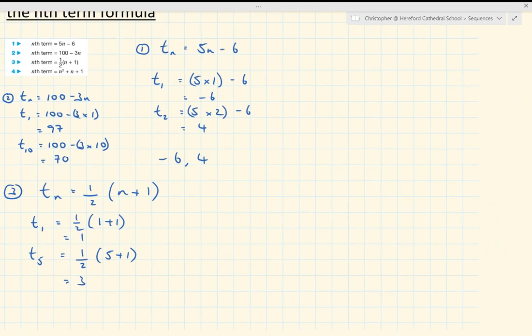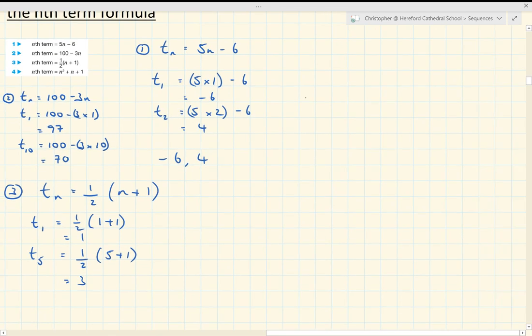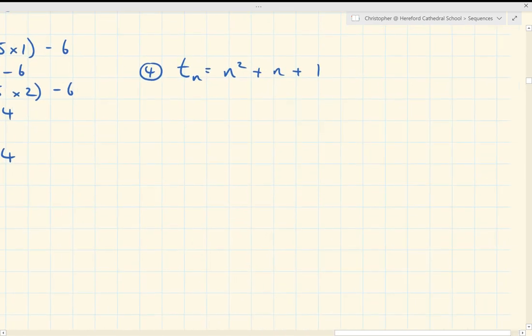Lastly, let's look at working out terms of the sequence given to us in question 4. In question 4, the nth term is n squared plus n plus 1. So let's work out the first 4 terms of that sequence. So I'm going to work out t1, t2, t3, and t4. Pause the film now and have a go yourself.